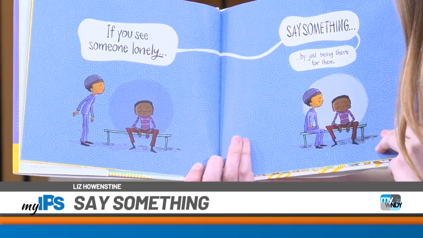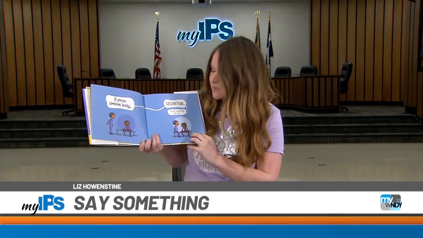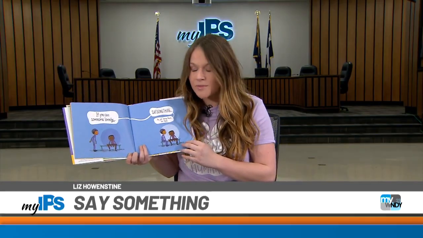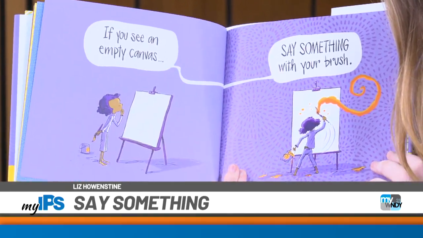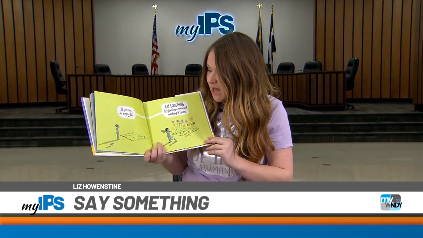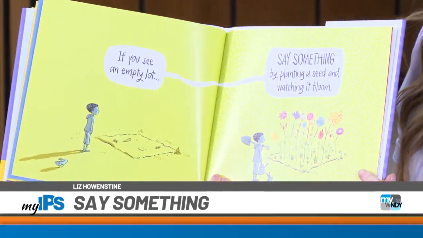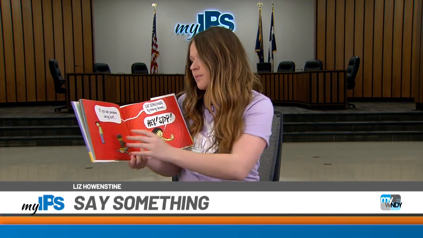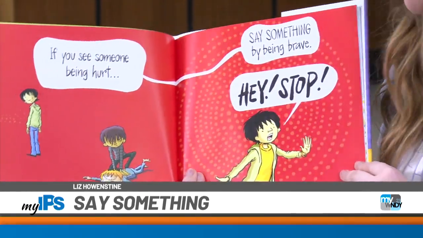If you see someone lonely, say something by just being there for them. You can go sit by them. If they're sitting down by themselves, you can go sit by them and make them feel like they are not alone. If you see an empty canvas, say something with your brush. If you see an empty lot, say something by planting a seed and watching it bloom. If you see someone being hurt, say something by being brave.